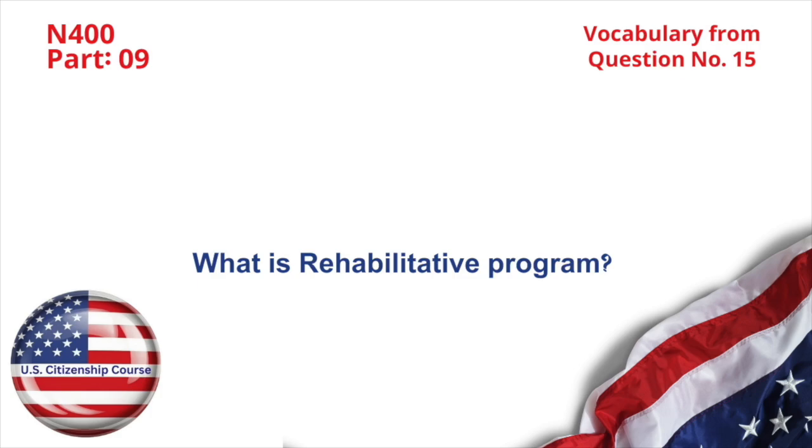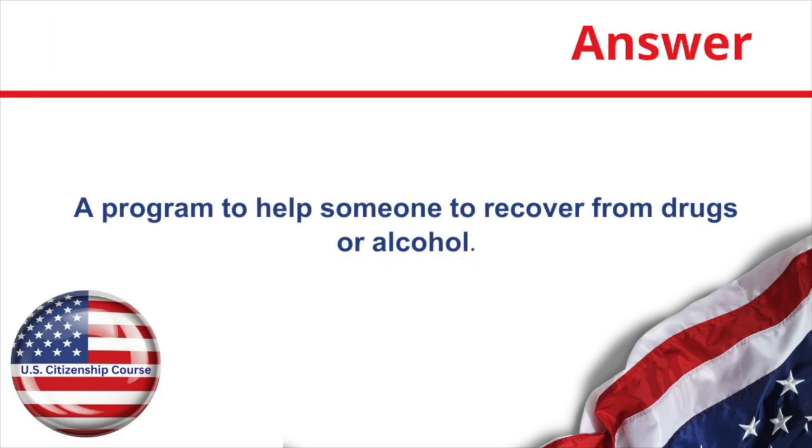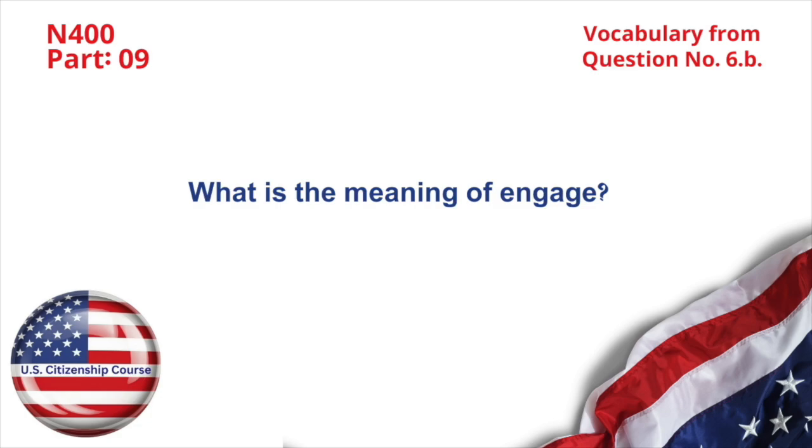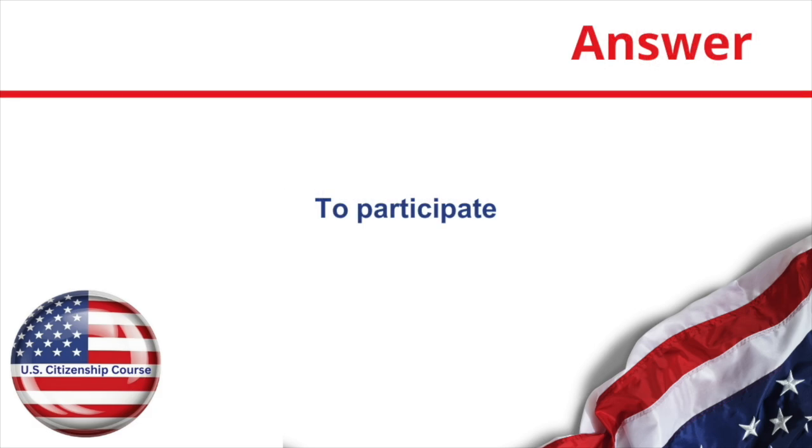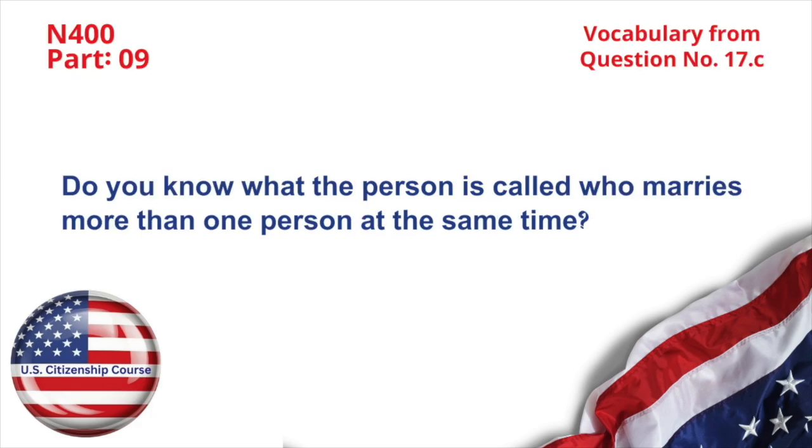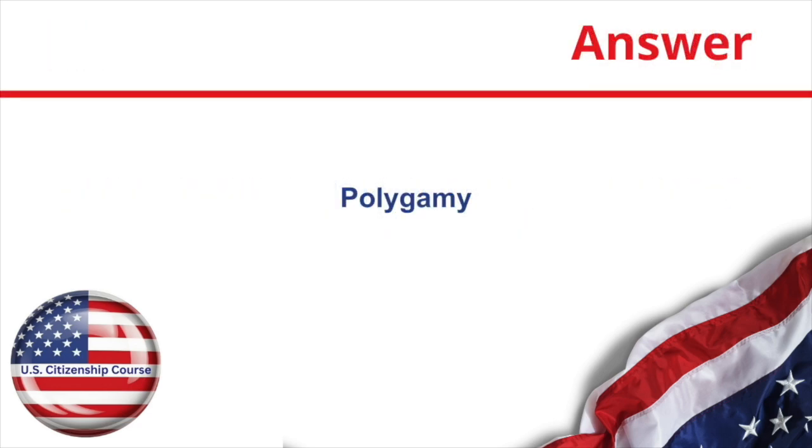What is rehabilitative program? A program to help someone to recover from drugs or alcohol. What is the meaning of engage? To participate. Do you know what the person is called who marries more than one person at the same time? Polygamy.